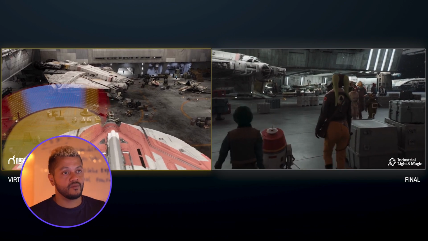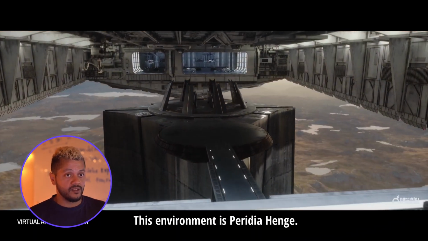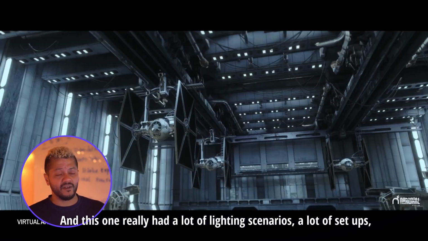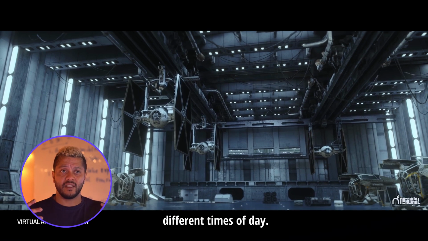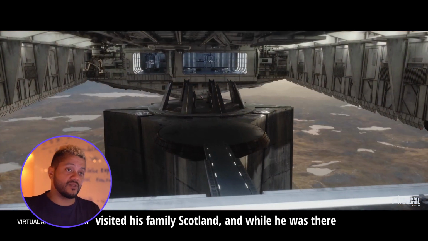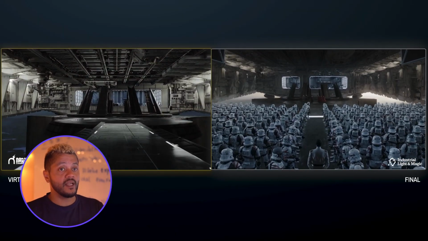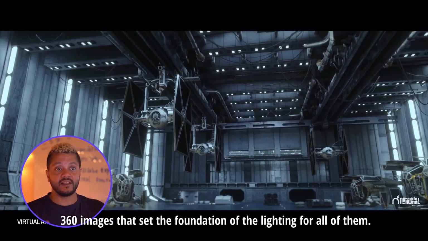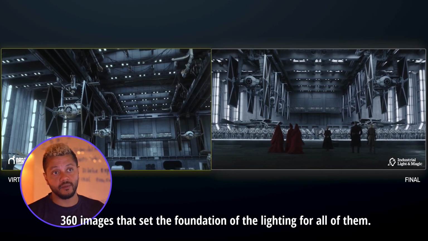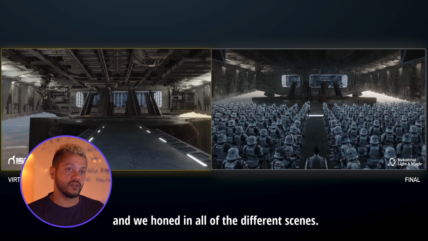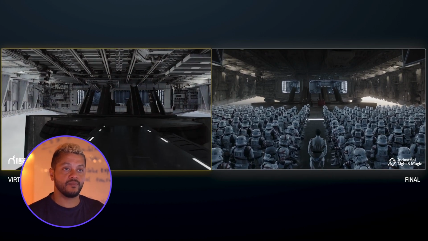This environment is Peridia Henge, and this one really had a lot of lighting scenarios, a lot of setups, different times of day. And so Andrew Jones, the production designer, visited his family in Scotland, and while he was there, he captured a bunch of HDRI 360 images that set the foundation of the lighting for all of them. From there, we worked with the director of photography, and we honed in all of the different scenes.